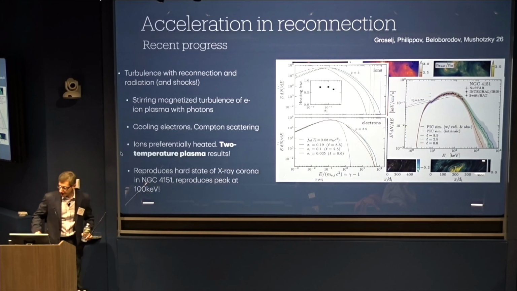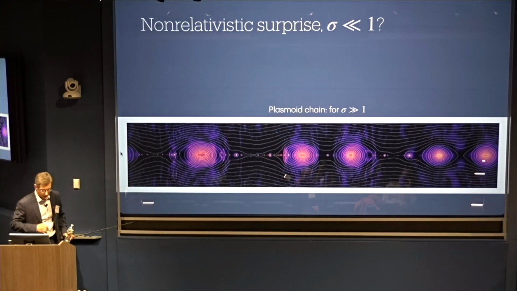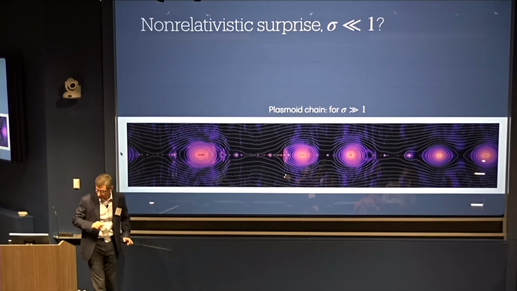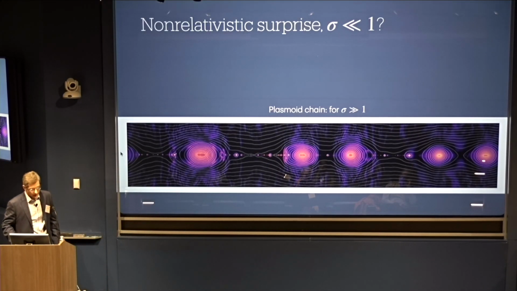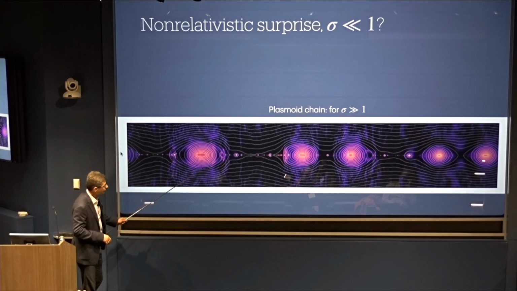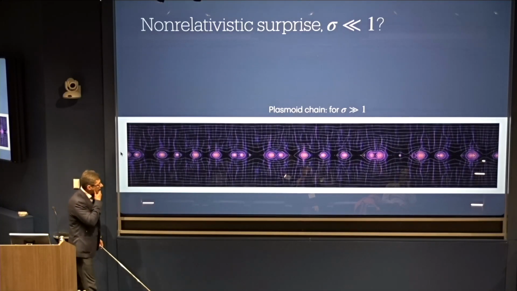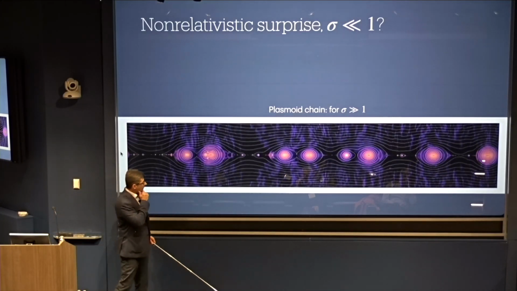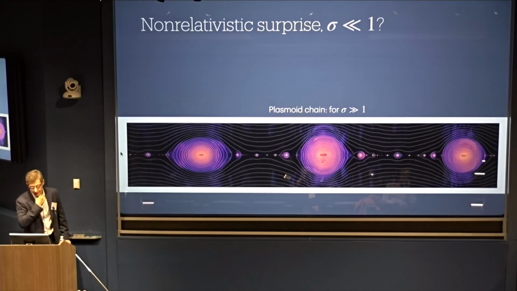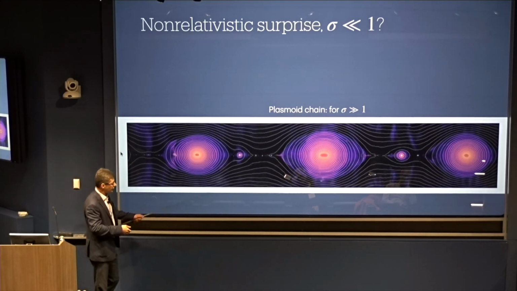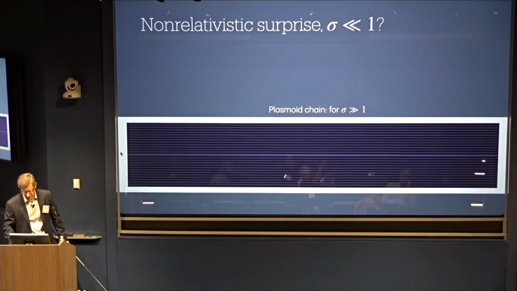OK, something that we didn't quite expect on reconnection, I just want to throw this out there as a surprise to me: in high sigma reconnection, relativistic reconnection, we have seen these beautiful plasmoid chains forming. And I asked my student to just see what happens if you go to lower sigma, lower magnetization, just stick with pairs. We were just interested to see how the acceleration would behave. And what we found was something that we didn't expect.